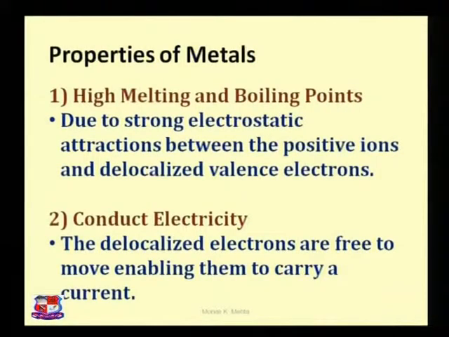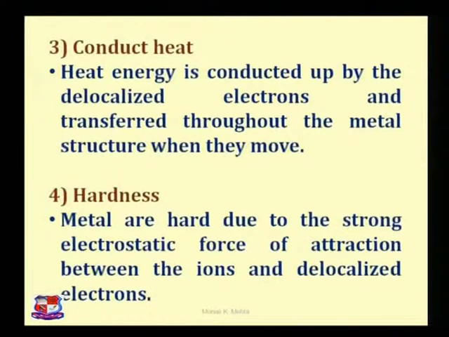Properties of metal: high melting and boiling points. Due to the strong electrostatic attraction between the positive ions and delocalized valence electrons, they have a high melting point and boiling point. They can conduct electricity. The delocalized electrons are free to move, enabling them to carry a current. So, metal is a good conductor of electricity.